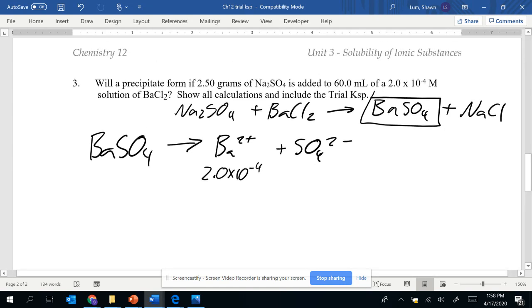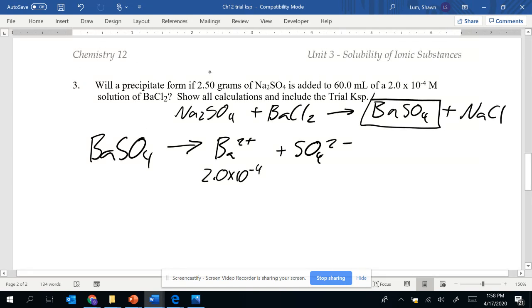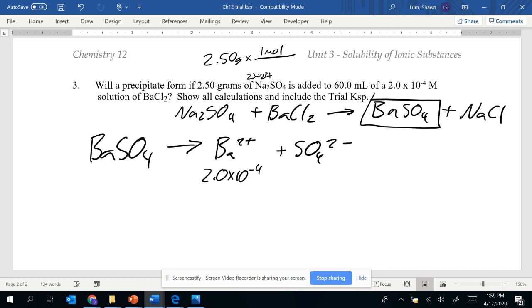So first off, it says we have 2.5 grams of this thing right here. So I'm going to go 2.50 grams. I'm going to convert this into moles by going 1 mole is equal to, so Na is 23. There's 2 of them, so it's going to be 23 plus 23 plus sulfur, which is 32.1. I had a periodic table next to me. And oxygen is 16. 16 times 4 is 64.